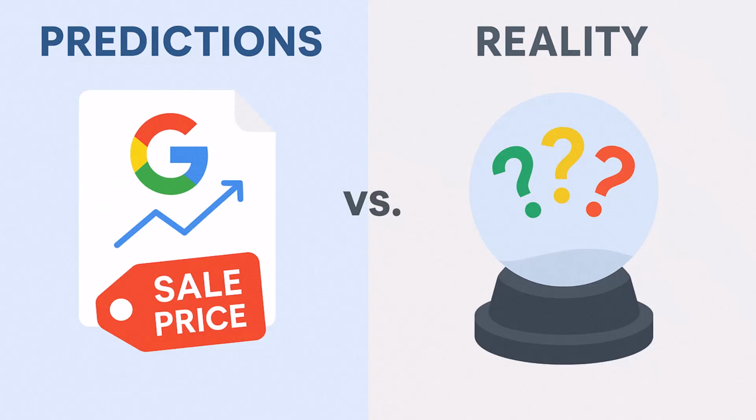Predictions versus reality. Google notes that these predictions are suggestions and don't guarantee future performance. Use them as a guide. They are based on recent data. If the market changes or if a competitor reacts, results can differ. That said, Google has a lot of data at its disposal, so the suggestions are definitely worth considering seriously.